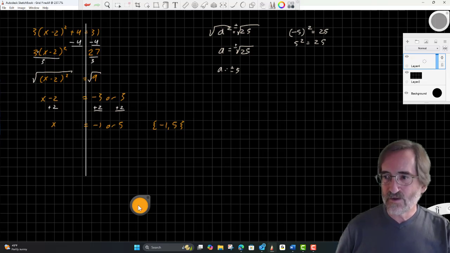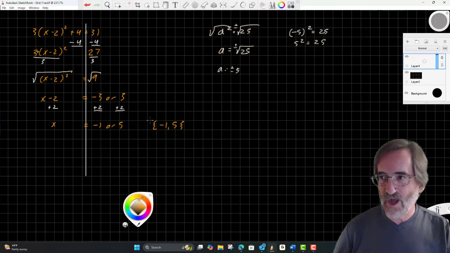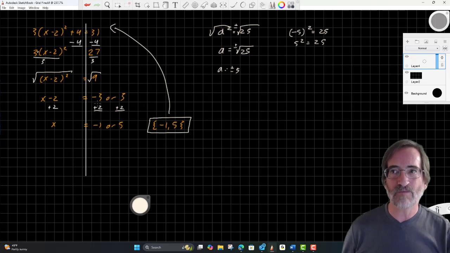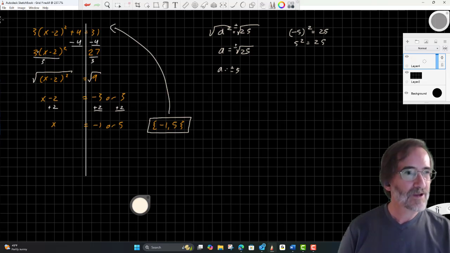And I will save the time, but what I would do if I were you on a test is plug these back into the original equation and see if they make the equation true. All right, so that's it.